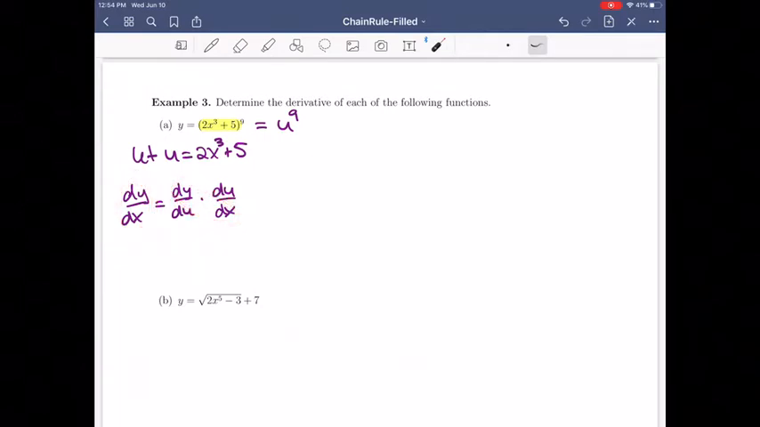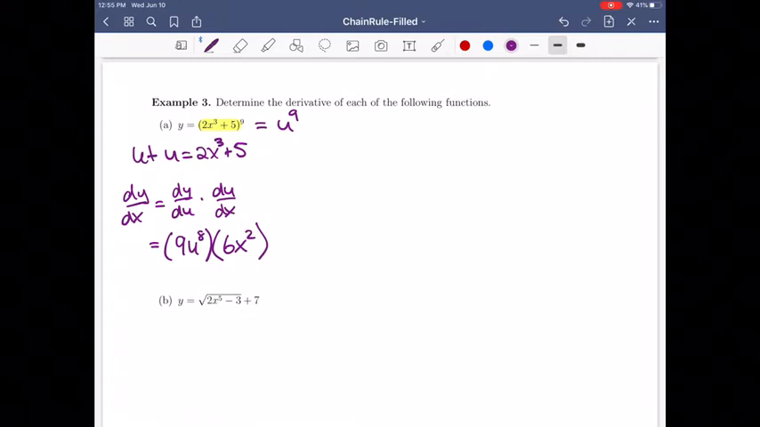Okay, so we can't actually do that canceling, but if the canceling works out, then you know that you're using the chain rule properly. So dy/du, that's the derivative of y with respect to u. I want to take the derivative of this equation here with the u's. So this is going to be 9u to the 8. Okay, and then I want to multiply by du/dx. So I want to take the derivative of this with respect to x. So that's going to be 6x squared plus 0.